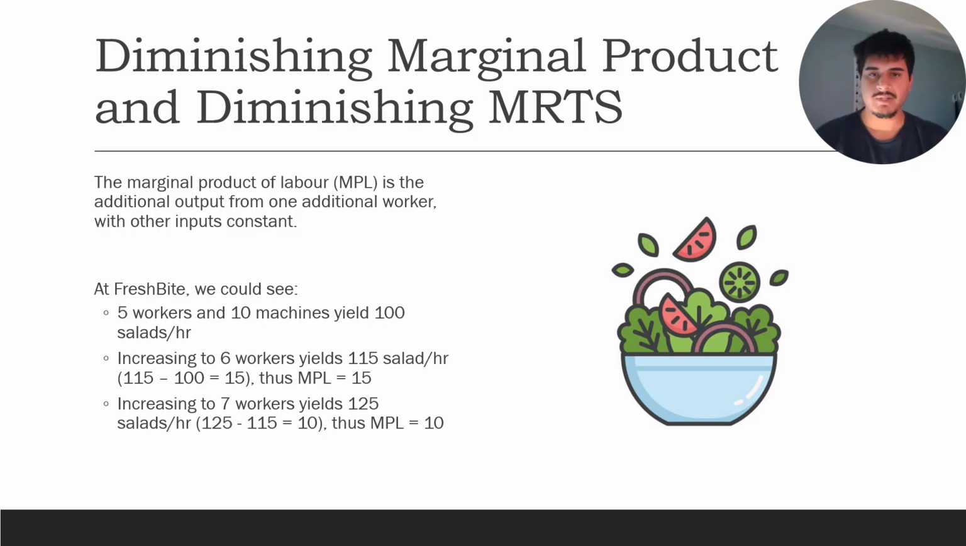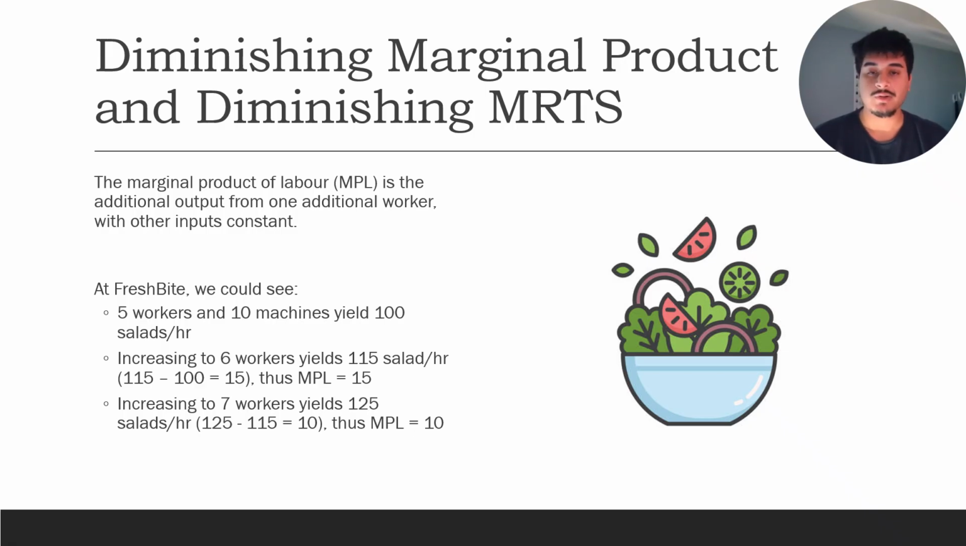So let's look at diminishing marginal product and its relation to diminishing MRTS. In this case, we'll look at the marginal product of labor. As a refresher, the marginal product of labor is the additional output from one additional worker with other inputs held constant. So at FreshByte, we could see that 5 workers and 10 machines yield 100 salads per hour. But what if we increase to 6 workers and this yields 115 salads per hour? We see that the marginal product of labor in this instance is 15 because we yield 15 more salads while holding the 10 machines constant for capital.